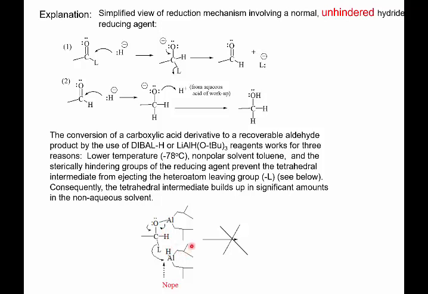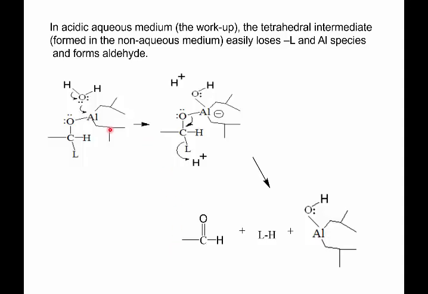So what happens now is it basically stops at this stage right here. It forms this tetrahedral intermediate stage. It doesn't react further. Now, when you do the acid workup, everything hydrolyzes away. We're showing that in this slide. The tetrahedral compound at this stage here, that's the end product when you do acid workup.